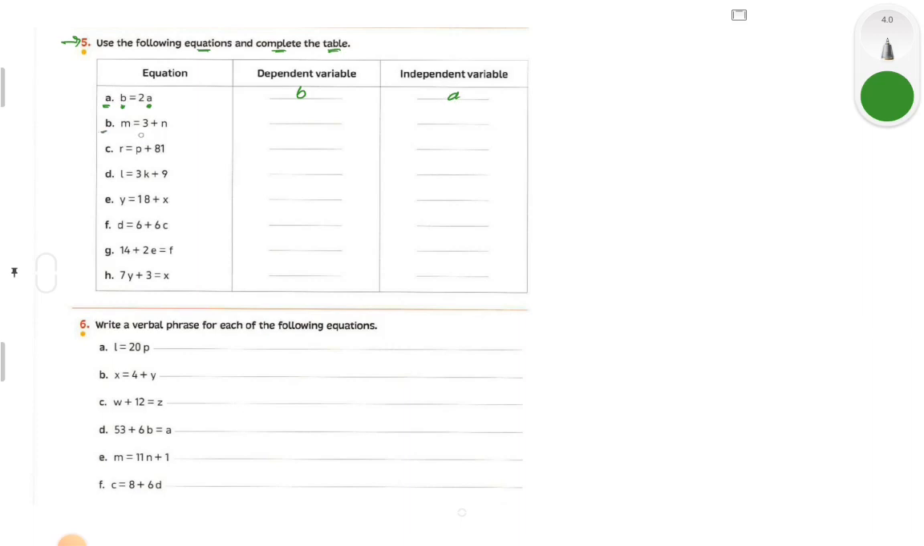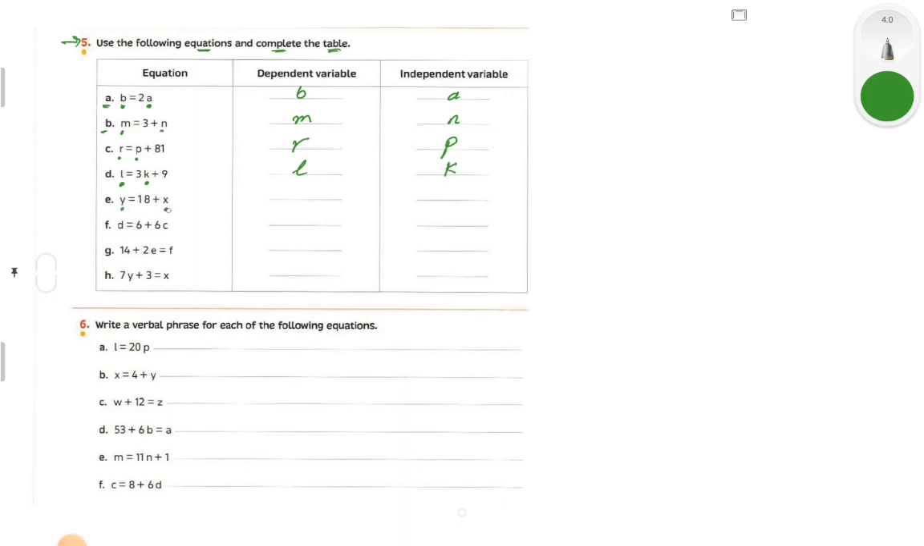Next one, M equals 3 plus N. Of course, N is the independent and M is the dependent. Why? Because the value of M depends on the value of N. Another one, R equals B plus 81. So the dependent R depends on what? On the value of B. Here, the dependent L depends on what? On the value of K. So K is the independent.